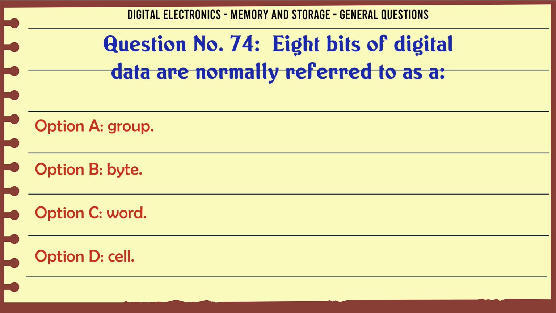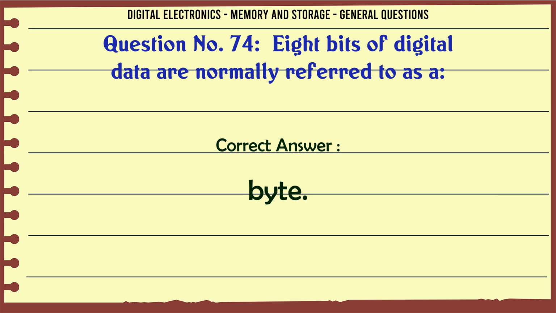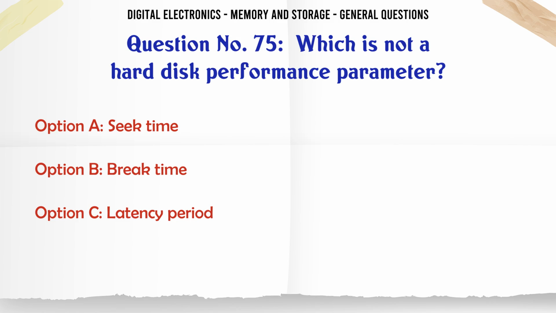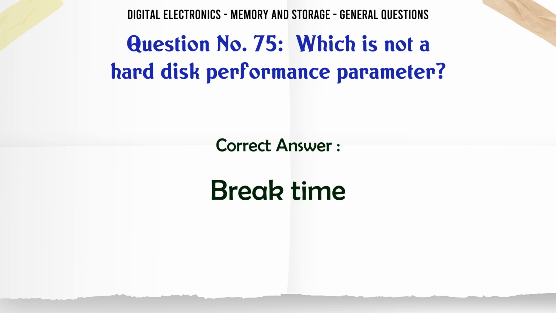The correct answer is byte. Which is not a hard disk performance parameter? A. Seek time. B. Break time. C. Latency period. D. Access time. The correct answer is break time.